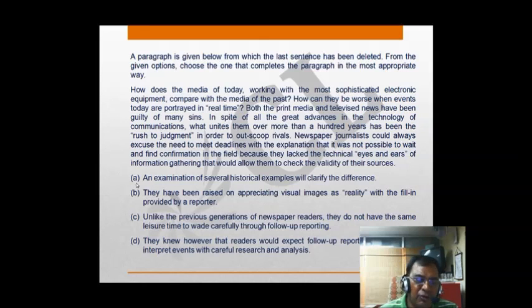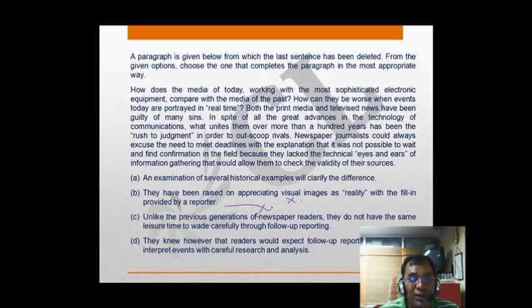And so you will see an examination will clarify the difference. No, difference is not there, because no difference was discussed. If the difference was there, they were not information gathering, they were not doing. They have been raised and appreciating visual reality. No, when they are doing fault, they raised and appreciating visual images. This cannot be answer. Unlike the previous generation of leaders, the comparison thing is gone, it was in the beginning. So even that cannot be answered. So I'm left with only 4.